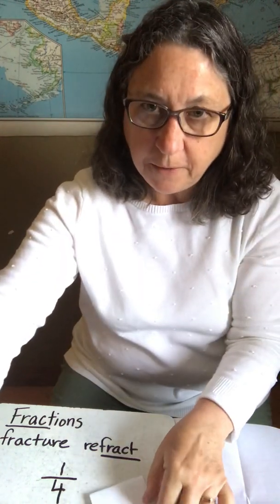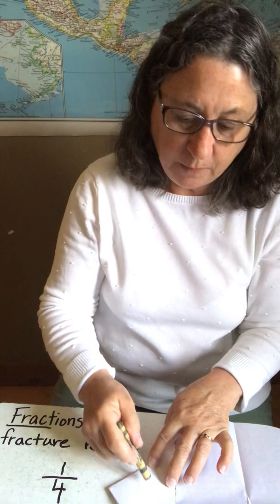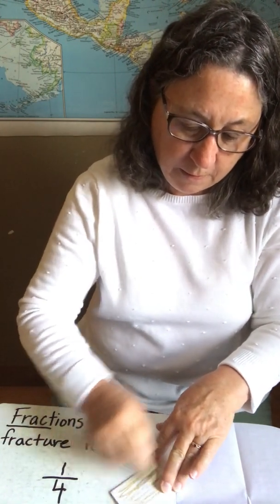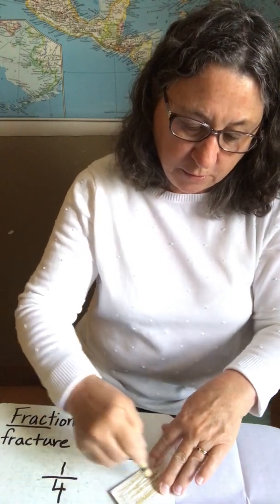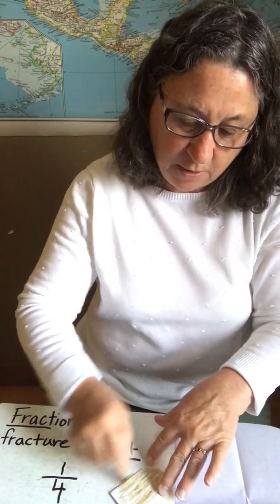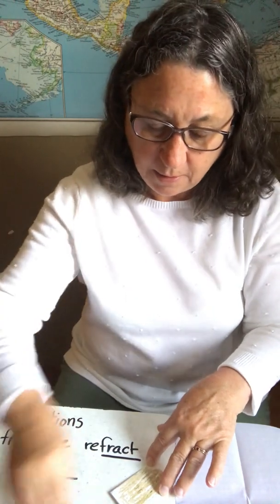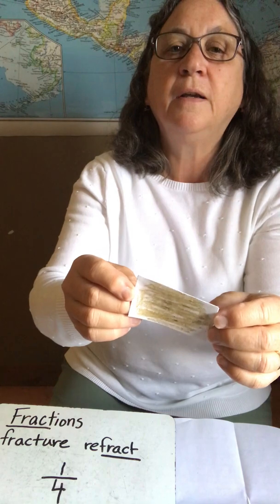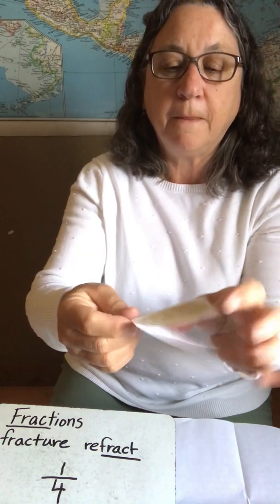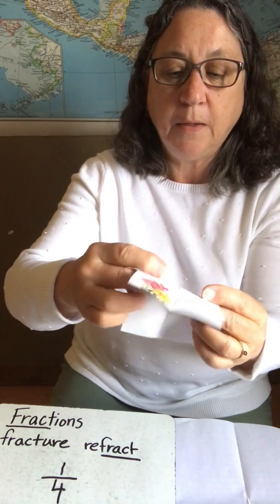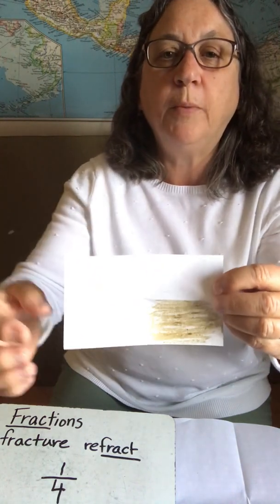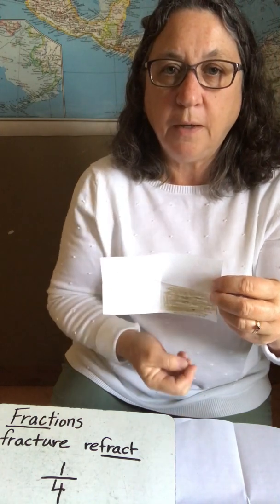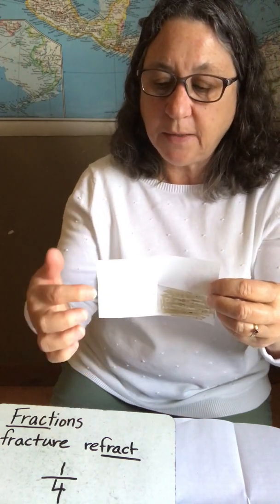I'm going to take my crayon, like I did last time, and color. Do it a little bit darker. Sorry, it's the only crayon I could find in my house. So maybe you can see that it's colored. I'm going to open it up. You can see that there are 4 parts. 1, 2, 3, 4. And that each of the parts is the same size.